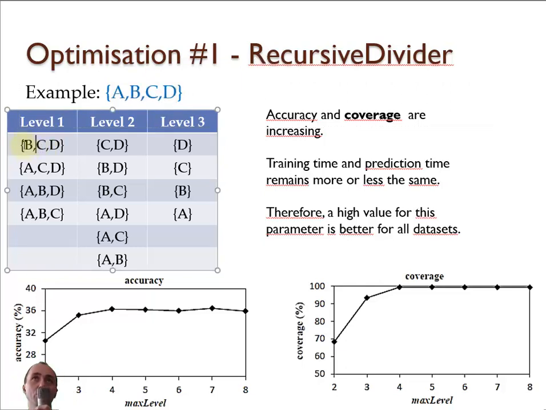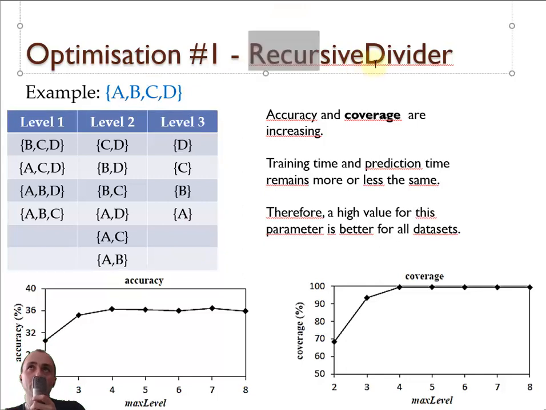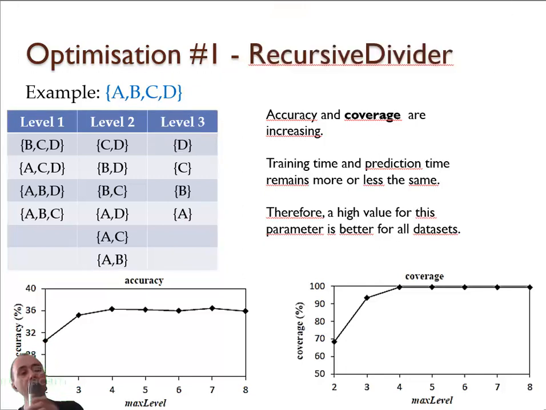So if we remove A, we have BCD. If we remove B, we have ACD. If we remove C, we have ABD. If we remove D, we have ABC, and so on. And also, we can remove two symbols. If we remove two, we have CD, BD, BC, AC, AD, and so on, AB. If we remove three symbols, we have D, C, B, A, and so on. So the idea here with this optimization we call recursive divider is that if we cannot make a prediction, we'll try to remove some symbols, and then we try again to do the prediction. So the idea is like we try to remove some noise.